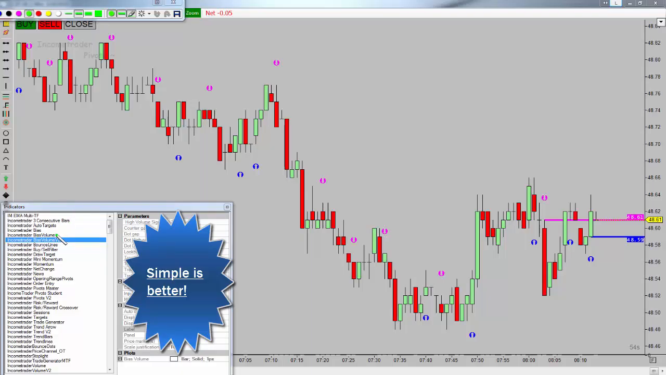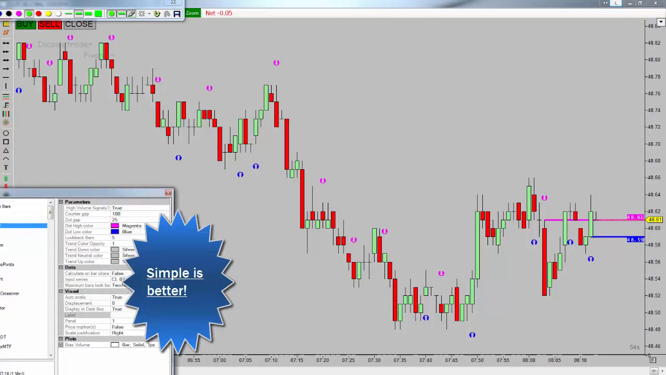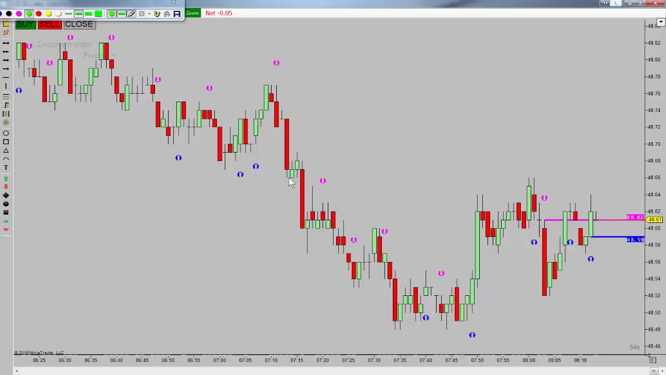We have an older indicator called Incometrader Bias Volume. It's now been modified and it's called Incometrader Bias Volume 2. So I'm going to show you how that works today and how you can actually use it on a price chart all by itself and make money. It's actually pretty simple, but it's a pretty powerful little technique. I'm very impressed with what I've seen so far.